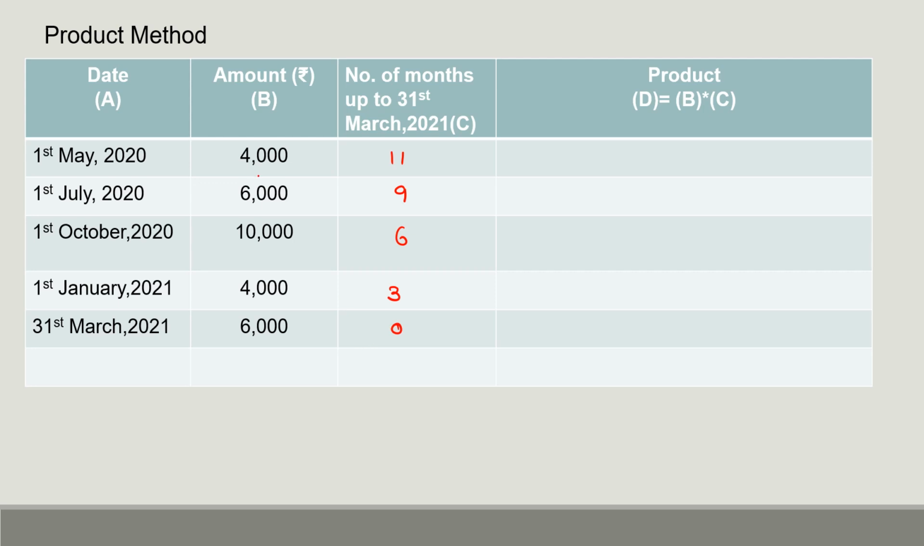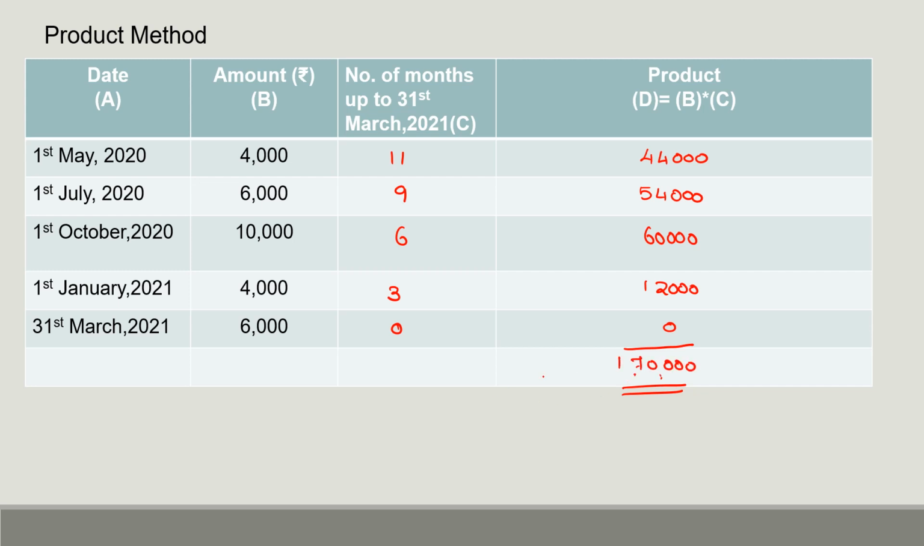Now we find the product. Product is nothing but column B into C. That is the amount which has been withdrawn into the number of months for which it was outstanding. So 4,000 into 11 would give you 44,000. Then 6,000 into 9, say 54,000. 10,000 into 6, 60,000. 4,000 into 3, 12,000. 6,000 into 0, 0. Now total this up. That would be the total of the products. That comes to 1,70,000.